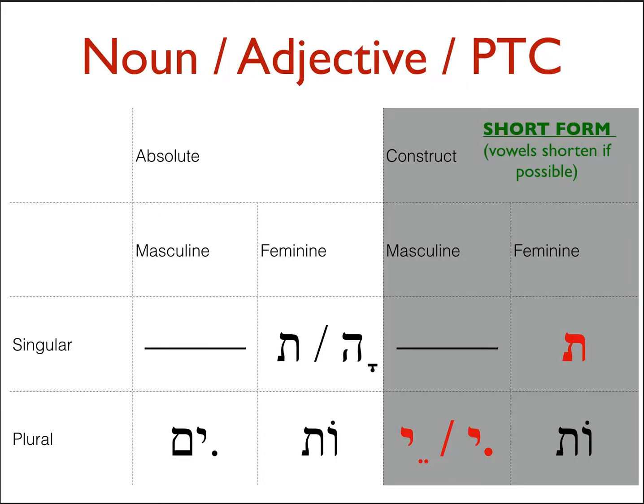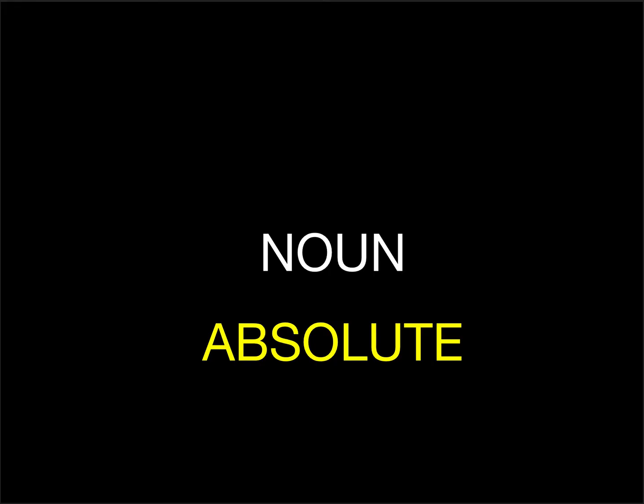In Hebrew, nouns also have a gender. They're either masculine or feminine. They have a number. They're either singular or plural. And they also have a state, either absolute or construct. In this video, we will look only at the absolute, so you do not have to worry about construct. So all the nouns we will cover will be absolute, either masculine or feminine, and they can be either singular or plural. So, nouns in absolute form.